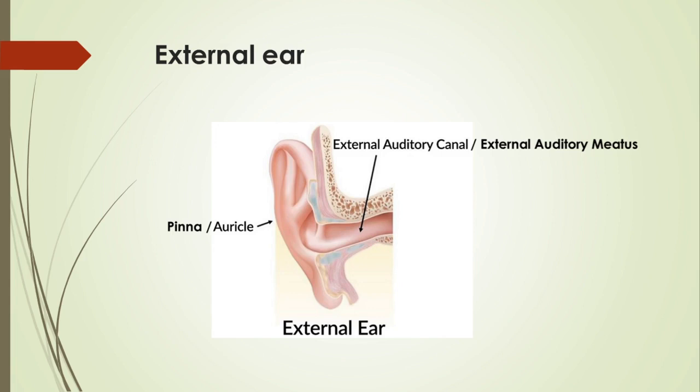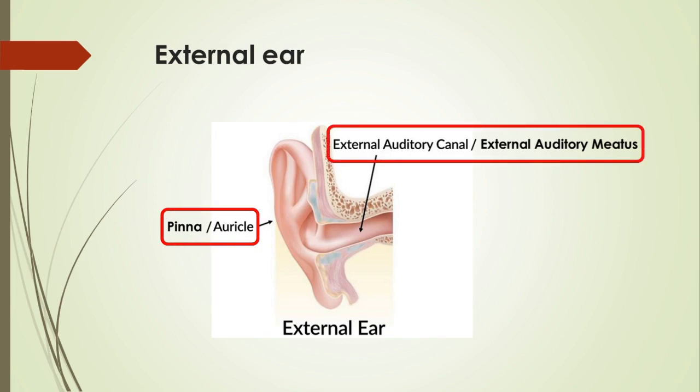The external ear or the outer ear is comprised of pinna or auricle and the external auditory canal or external auditory meatus. Pinna or auricle is the outer part of the ear that we see outside. The function of pinna is to capture important sound vibrations and direct them towards the interior of the ear through the external auditory canal. This external auditory canal is also called external auditory meatus.